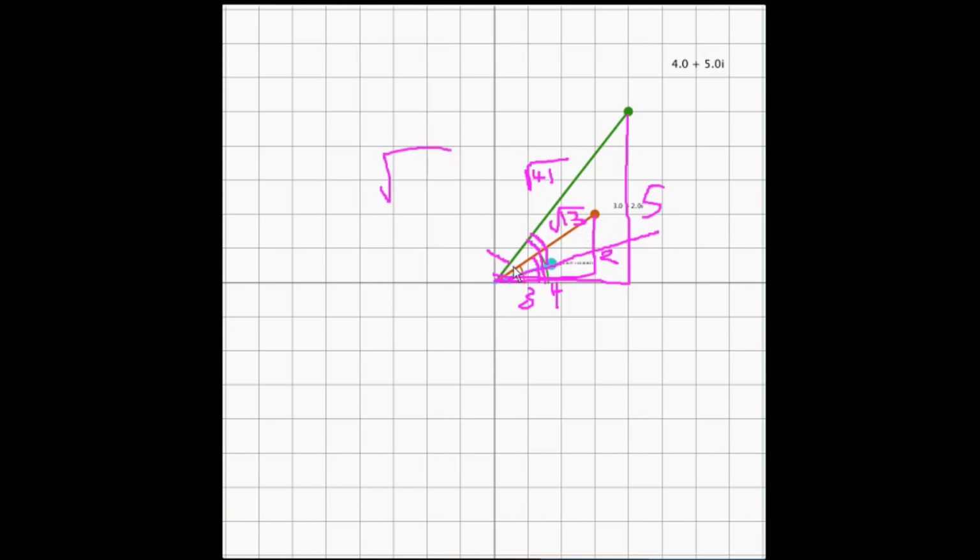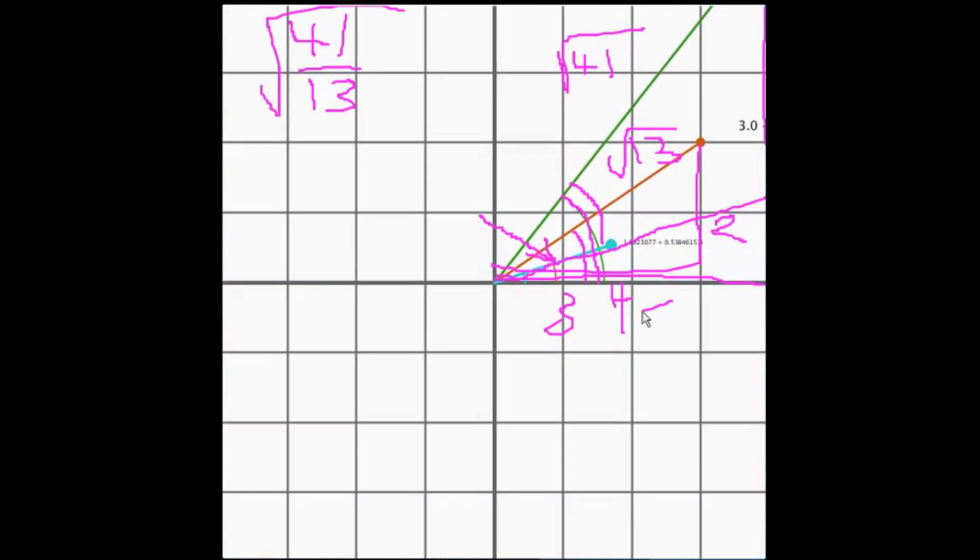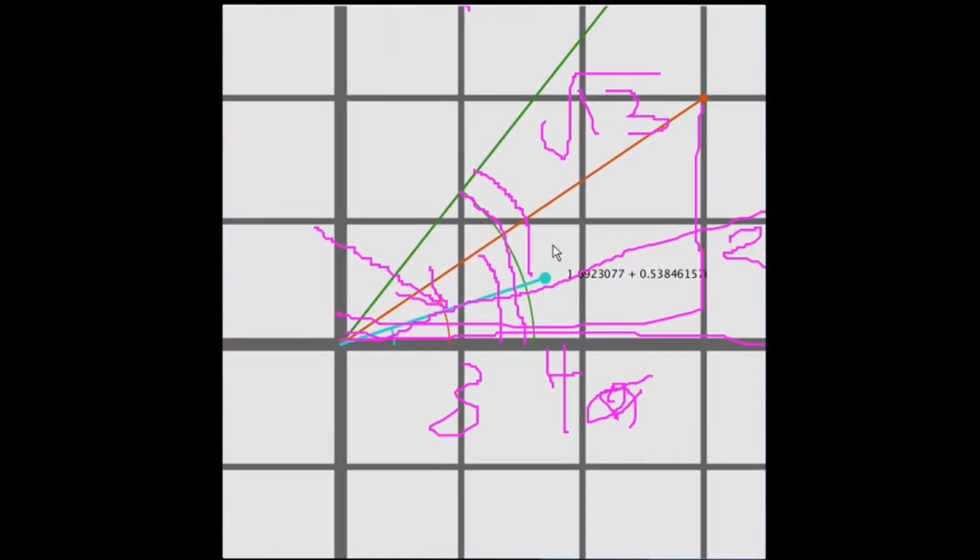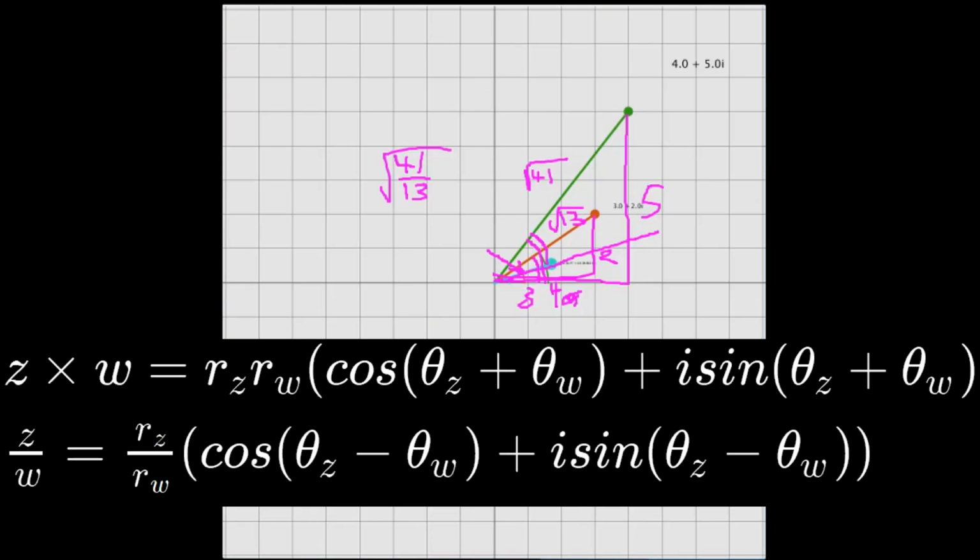And so this magnitude right here, the little blue line that I've now covered up in a bunch of purple ink, is going to be the square root of 41 over 13. And that's going to be about 1.8. So if you can see roughly, this is about 1.8 units long. So when you're looking at the formulas for finding the product or quotient of two complex numbers, remember that that's all the formula is doing. It's multiplying or dividing the magnitudes and adding or subtracting the angles depending on whether you're multiplying or dividing.